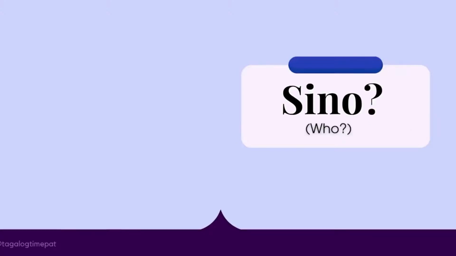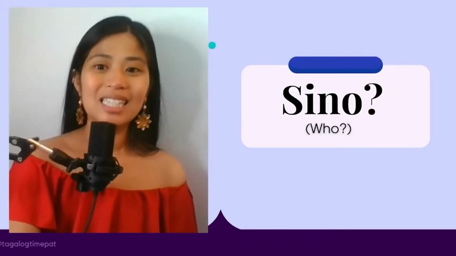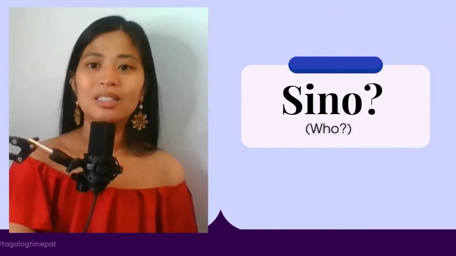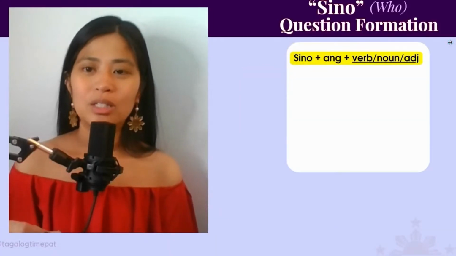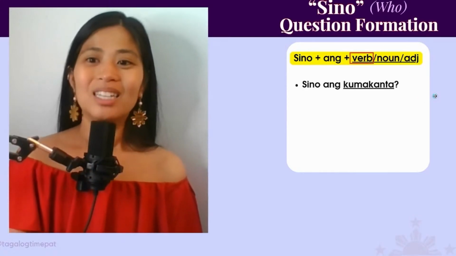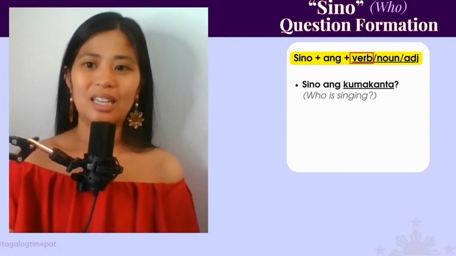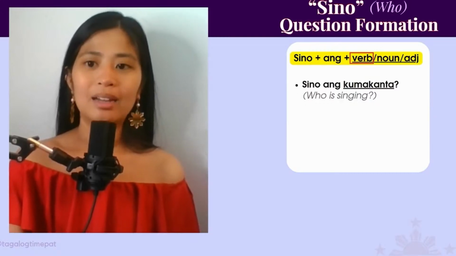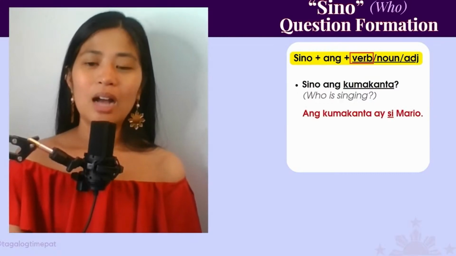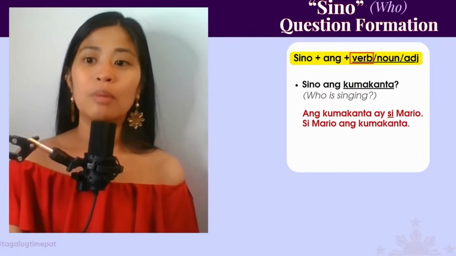Okay, so the next question word we are going to learn is sino, and that means who. So these are the different ways sino is used. Sino plus the word ang, then it's a verb, a noun, or an adjective. So it's easy because you just have to use sino ang, and then you just fill in the end with a verb, noun, or an adjective. Sino ang kumakanta? Singing. Who is singing? Ang kumakanta ay si Mario.